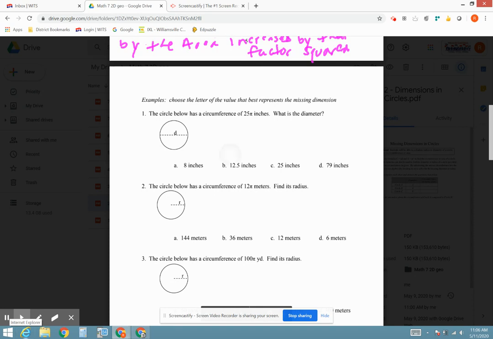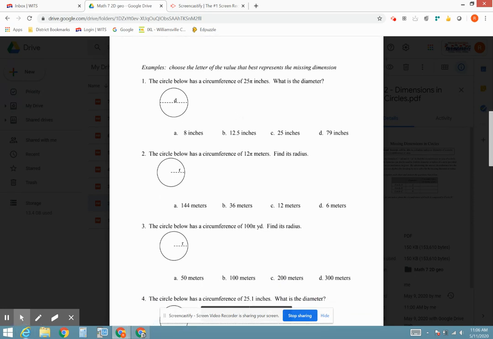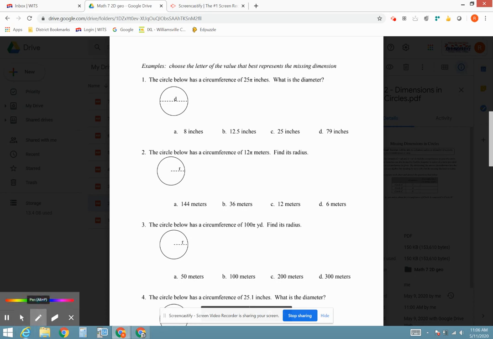Okay, so now let's take a look at what they're asking us to do here. It says the circle below has a circumference of 25 pi. So I know that the formula for circumference is pi times diameter. I know that the circumference, so the C, is 25 pi. They want me to find the diameter.